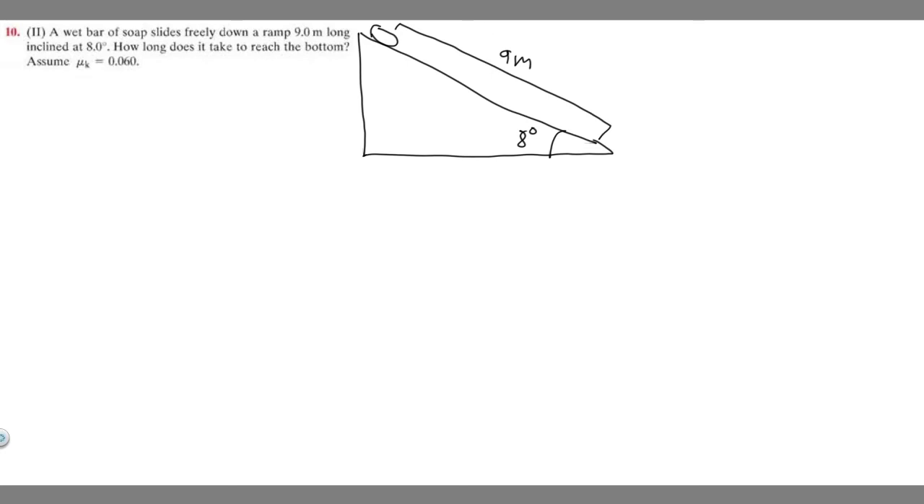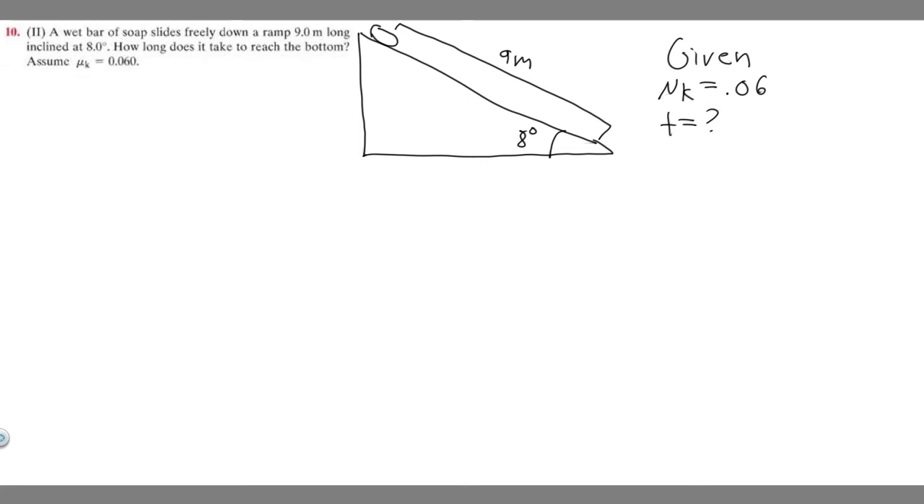They also tell us, so let's write down our given. Given, we know mu sub k is equal to 0.06. What we're trying to find here is how long it takes, so I'm going to say t equals question mark, because that's what we're trying to find.